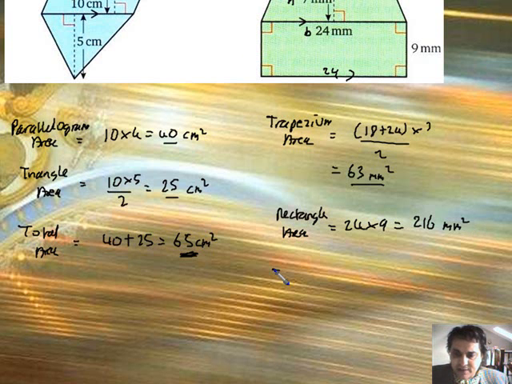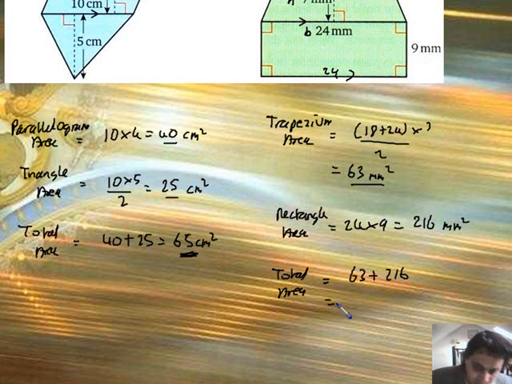millimetres squared, and don't forget total area, that's what they want. Write down the 2 bits. 63 plus 216, get your answer, get all your marks. Doing that, 279 millimetres squared.